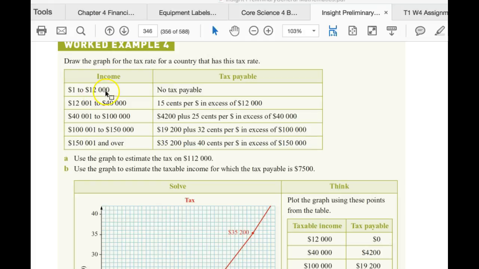So until you get to $12,000, there's no tax payable. When you get up to $40,000, you pay 15 cents on the dollar in excess of $12,000. So you can see that that 12,000 matches the 12,000 there. When you go from 40,000 to 100,000, we get another tax rate.